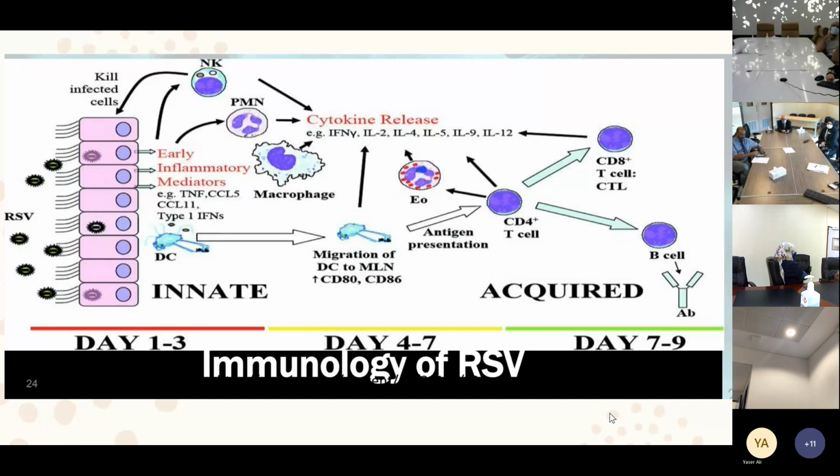Now, the dendritic cell will be exposed to the RSV virus as an antigen presenting cell, and CD4 T cells will recognize it. Both CD4 and B cells will produce antibodies that usually neutralize the RSV virus, and CD8 also will be activated and will have cytolytic activity against the RSV. There's also more cytokine release, and that might be what is increasing the inflammation through RSV. You will see interferon, interleukin 2, 4, 5, 9, and 12.